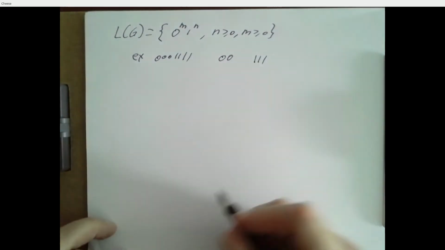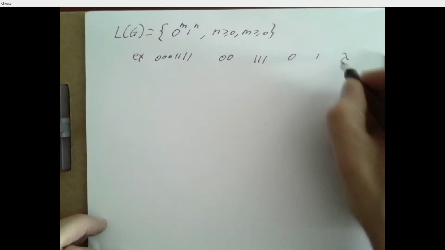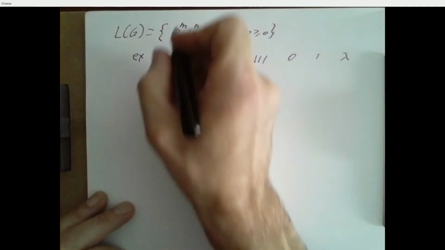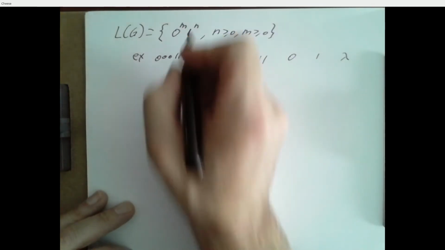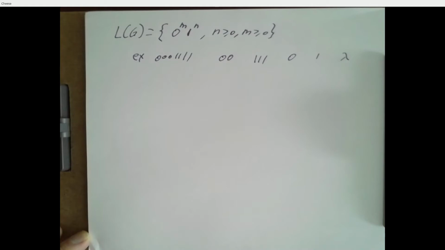This is also a word. This is a word. This is a word. And this is also a word, because m and n could both be 0, in which case this shorthand up here says 0 zeros followed by 0 ones. That's just an empty string. So any of these things should be recognized by our grammar.